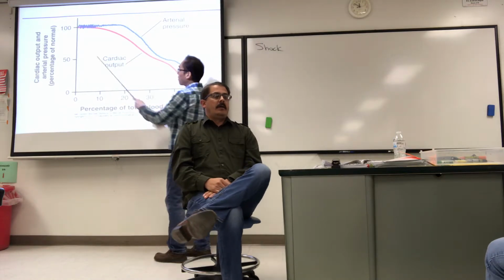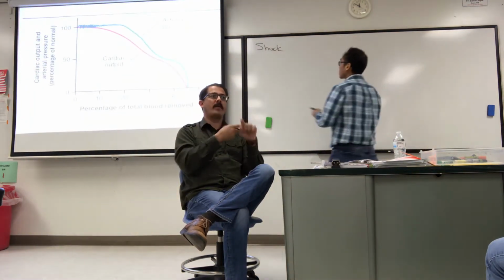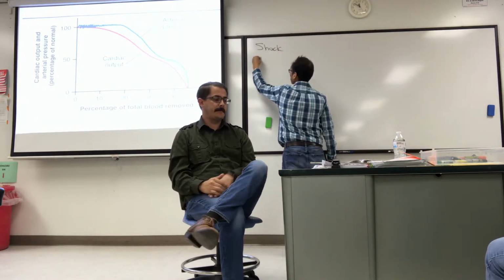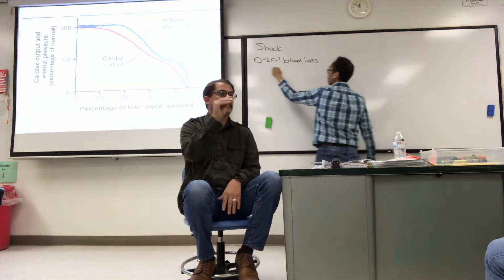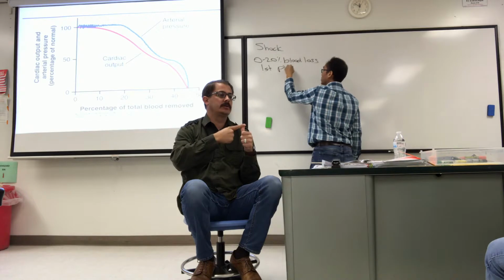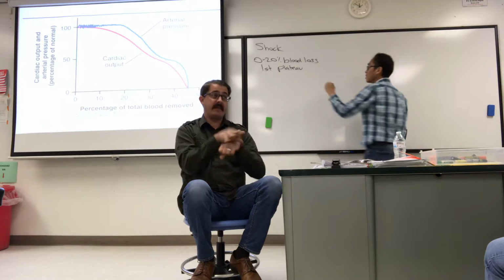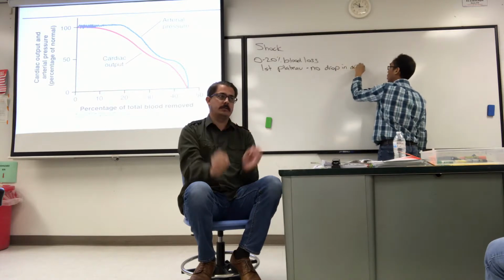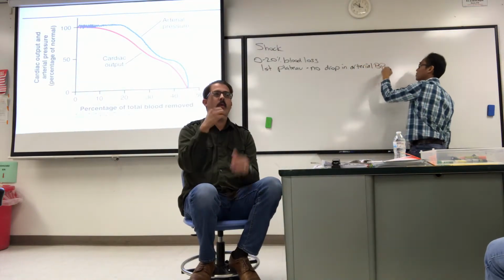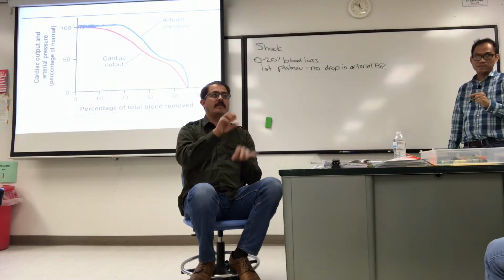We call this remarkable ability to maintain blood pressure while losing blood the first plateau, from 0 to 20. So from 0 to 20% blood loss is called the first plateau, where arterial pressure is not affected. No drop in arterial BP. So this emphasizes the value of the sympathetic reflexes.